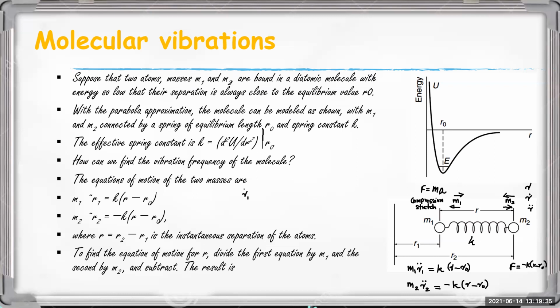So r1 double dot is equal to k by m1 into r minus r0. r2 double dot is equal to minus k by m1, sorry, not m1, m2 into r minus r0.